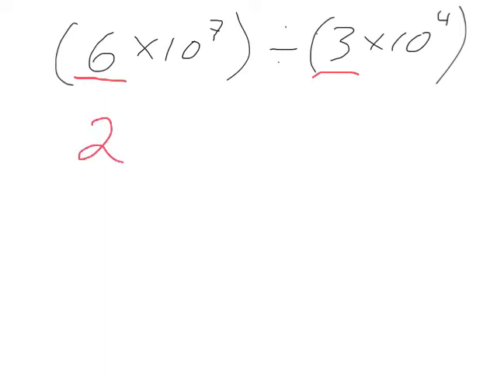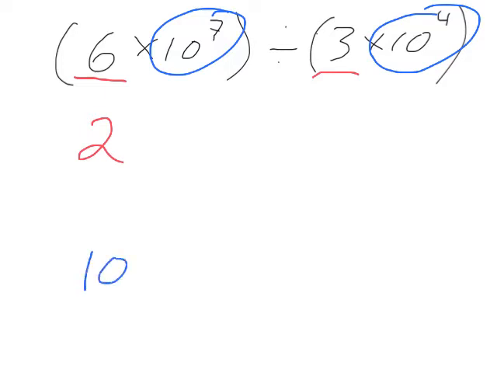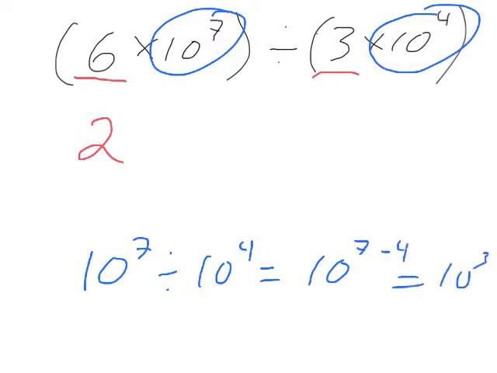Now I'm going to focus on my powers of 10. I have 10 to the 7th divided by 10 to the 4th. Now in my mind, I remember that when I have 10 to the 7th divided by 10 to the 4th, it really means that I have 10 to the 7 minus 4, or 10 to the 3rd. So I will write this as 2 times 10 to the 3rd power.